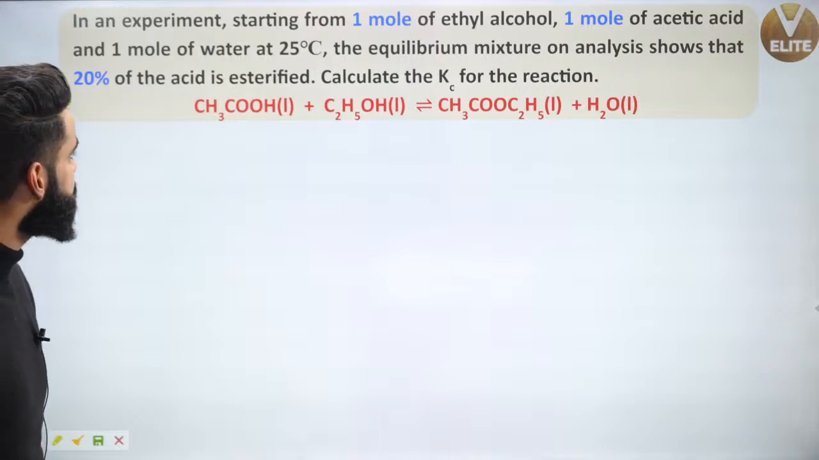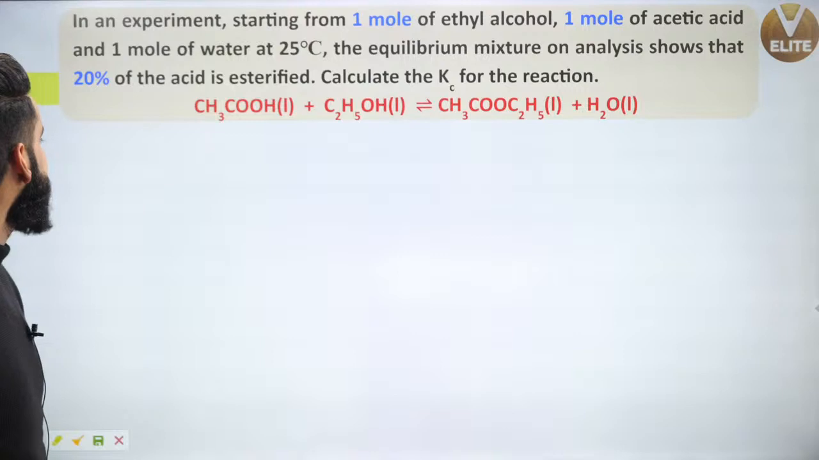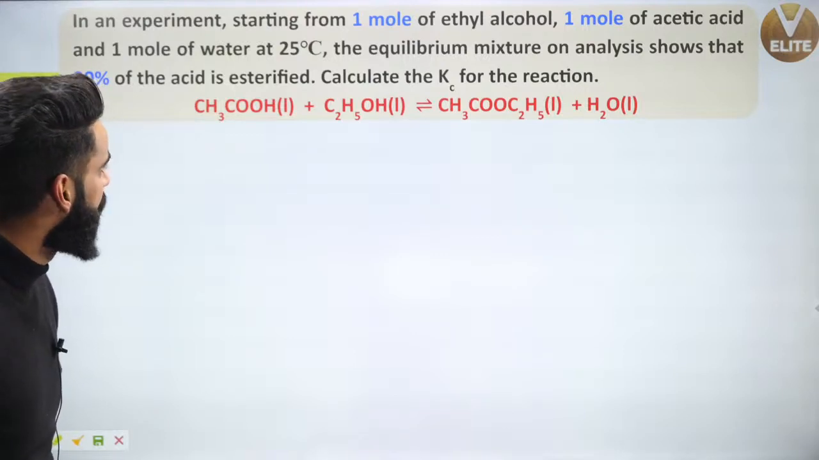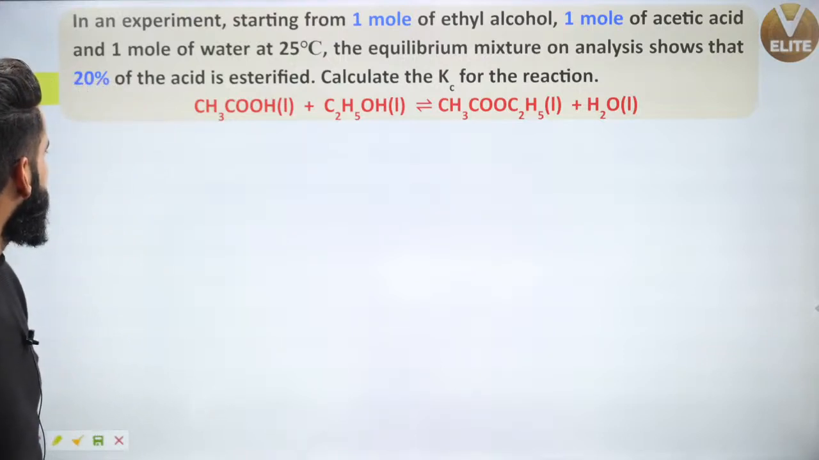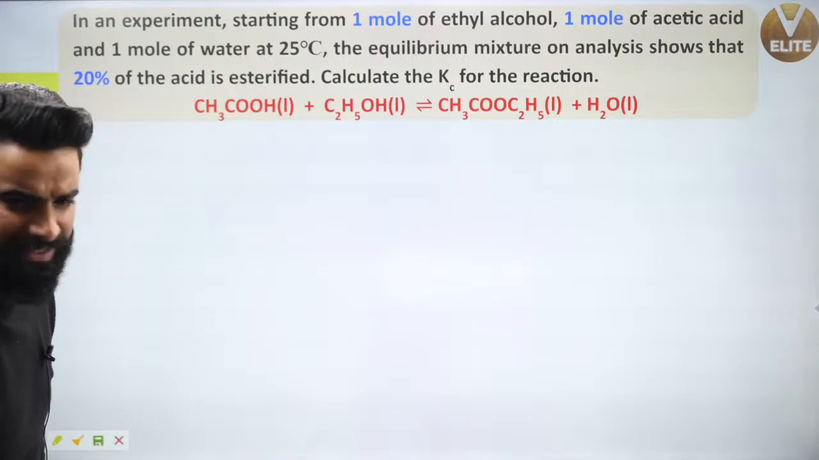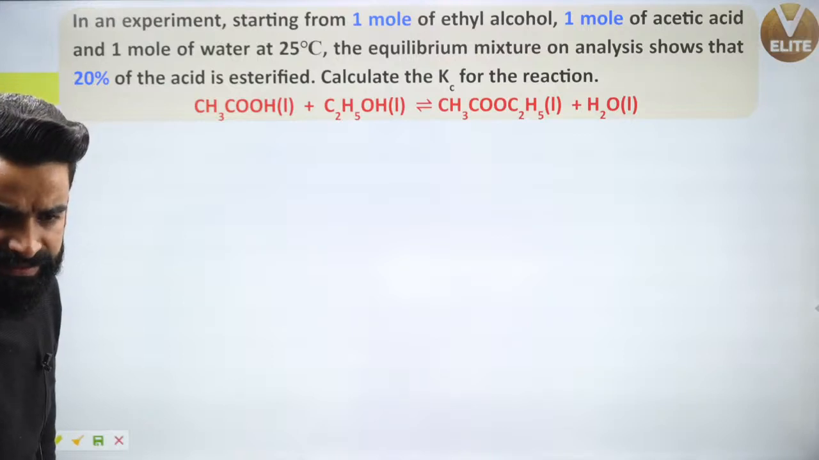In an experiment starting from 1 mole of ethyl alcohol, 1 mole of acetic acid and 1 mole of water at 25 degrees centigrade, the equilibrium mixture on analysis shows that 20% of the acid is esterified. Calculate the Kc for the reaction. What do you guys think? Can we do it?